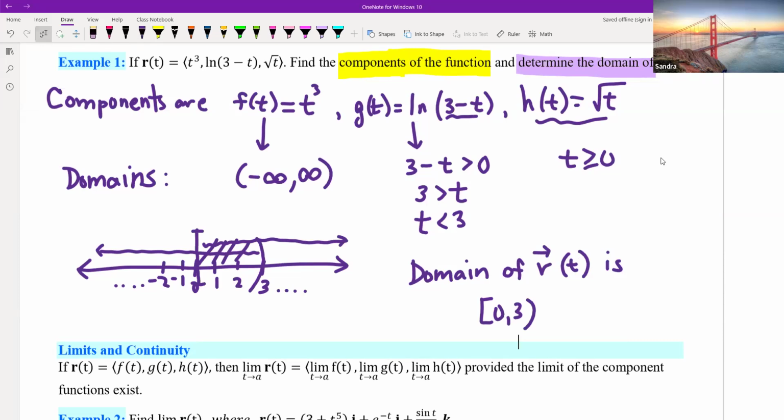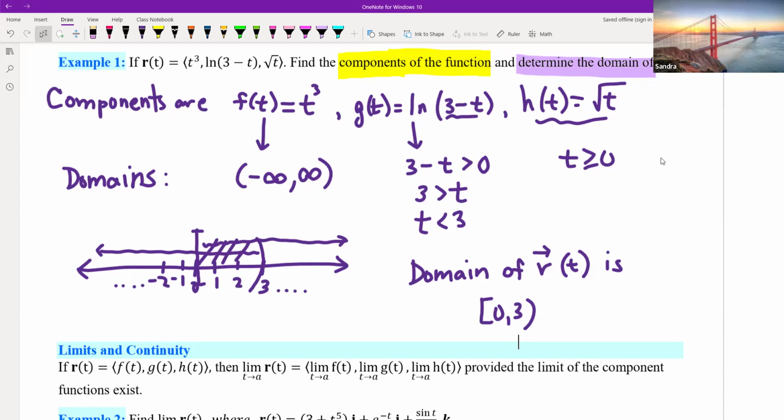You're going to separate it into the components. You're going to consider each of the components' domains. Then you're going to put them all together into one, and that will be the domain for your vector function.